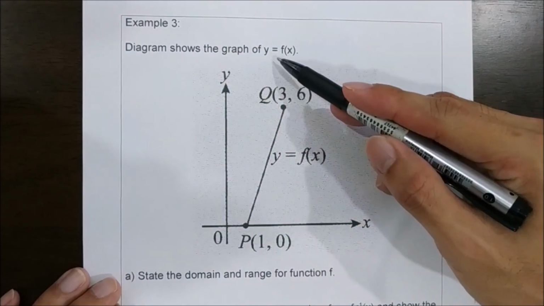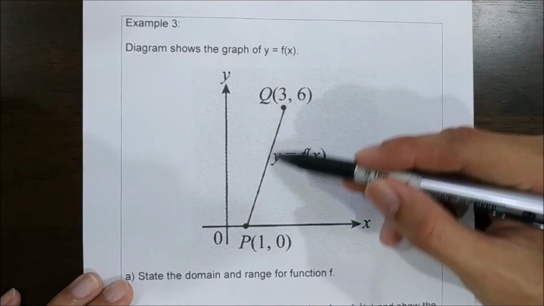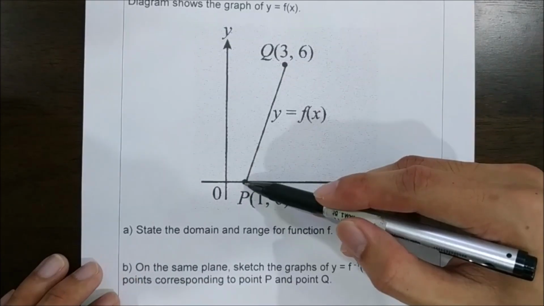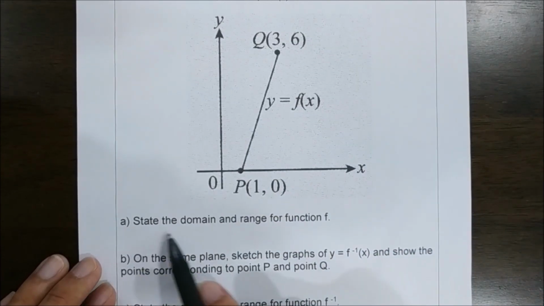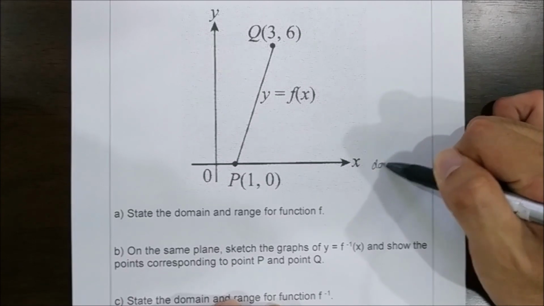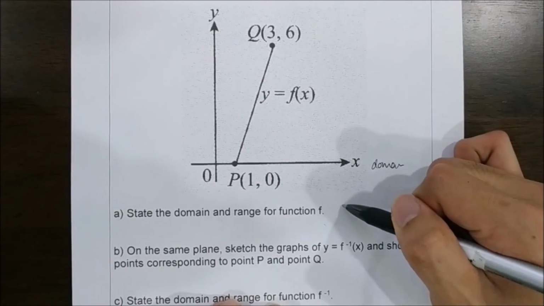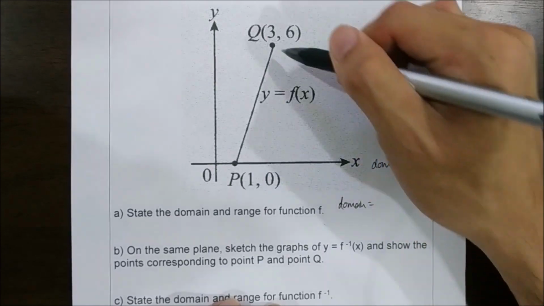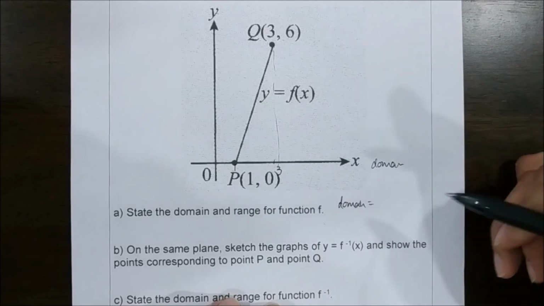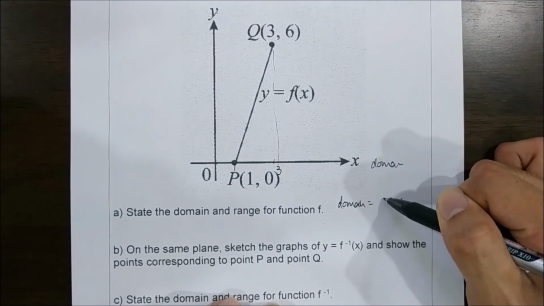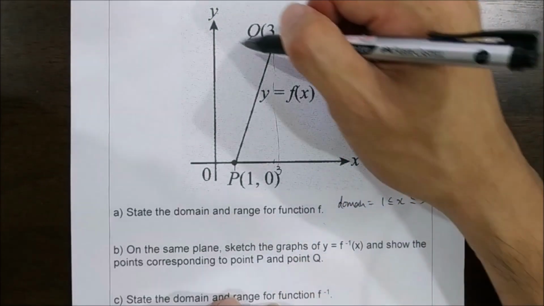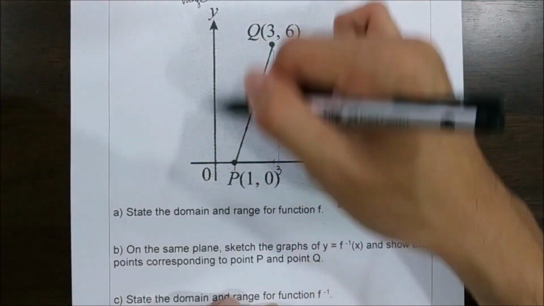This diagram shows the graph y equals f(x). This graph has point Q and point P. Now, state the domain and range for function f. Domain we always read from the x-axis. So the domain is this value here, which is 1 and 3. So x is greater than or equal to 1, and less than or equal to 3. Whereas the range we read from the y-axis.